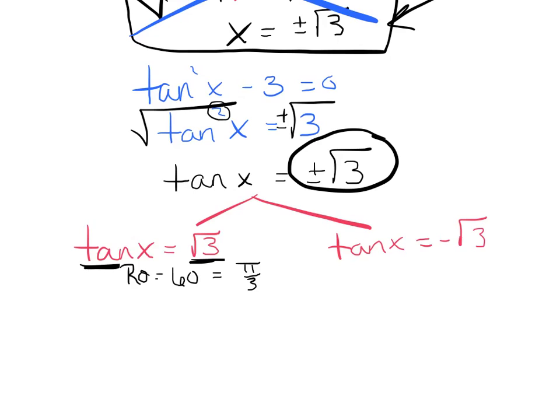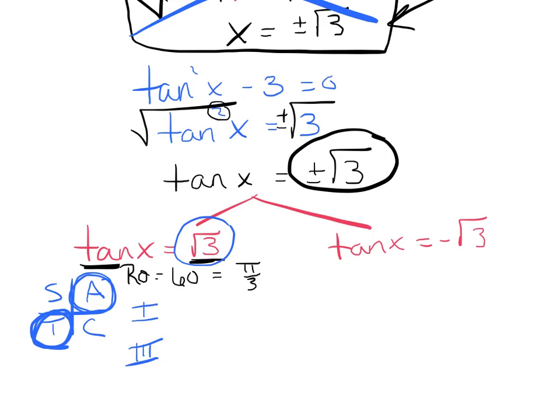And now the other thing I want to slow down and get are my quadrants. I'm positive radical 3. So a quick, All Students Take Calculus tip. Tangent's positive in the All and in the Tangent quadrant. So I need to get an answer in quadrants 1 and 3. So in quadrant 1, my 60-degree angle, of course, is 60 degrees. In quadrant 3, if I draw in a 60-degree angle, that makes that whole quadrant 240.